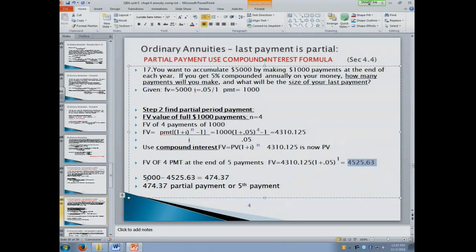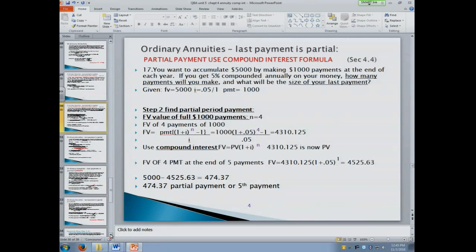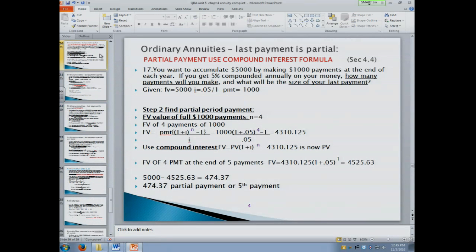We want $5,000. So the difference between those two is $474.37. So we will have 4 full payments of $1,000, but that last payment, or the fifth payment, is only $474.37. I want you to pause this recording right now and take a look at this a little bit closer. It's not an easy concept to understand.